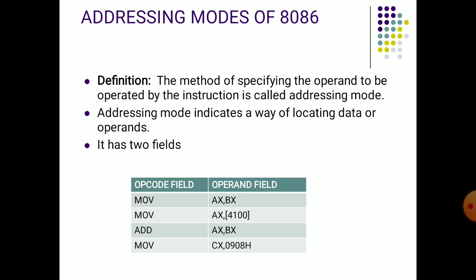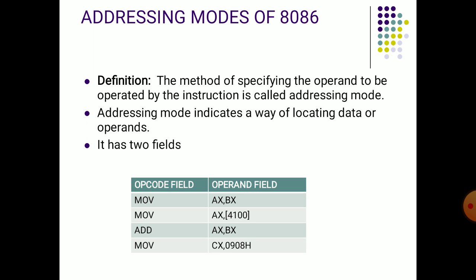The basic definition of addressing mode is the method of specifying the operand in the operand field to be operated by the instruction is called as addressing mode. I already explained in the previous videos the addressing modes of 8085 and addressing modes of 8051.